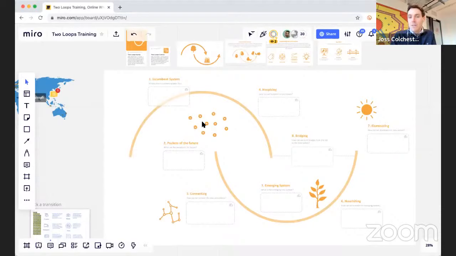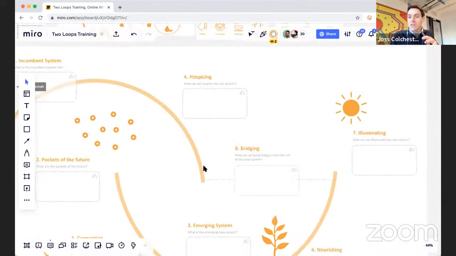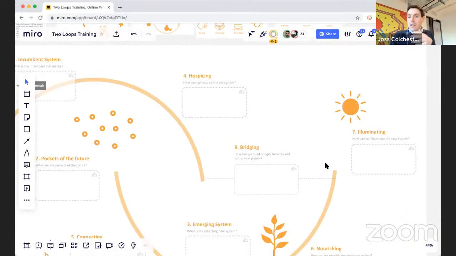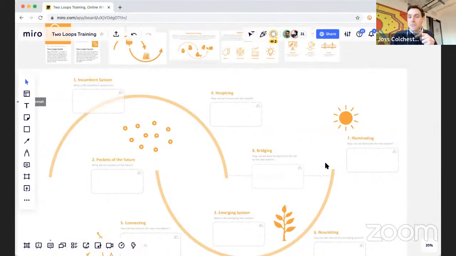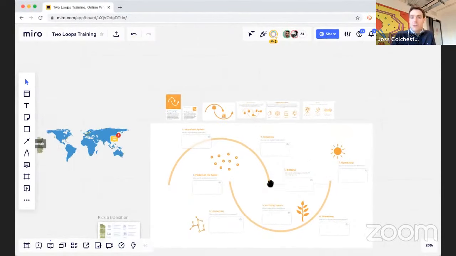In terms of developing these new innovations, we want to think about how to connect them and nurture them. That's over here, and ultimately illuminate them, right? So this new paradigm, this new way of doing things in the system, we want to illuminate it back to the old system and try to enable the old to move into the new through this bridging, right? These people or these connections that bridge from the old to the new and enable that transition. So that's the very high level overview of what we're talking about.